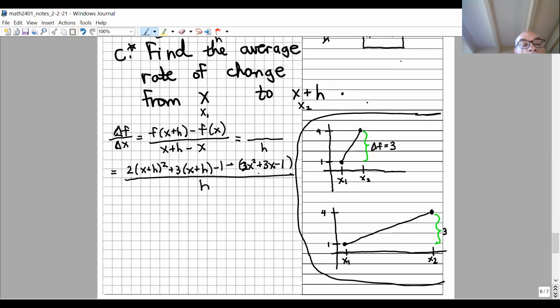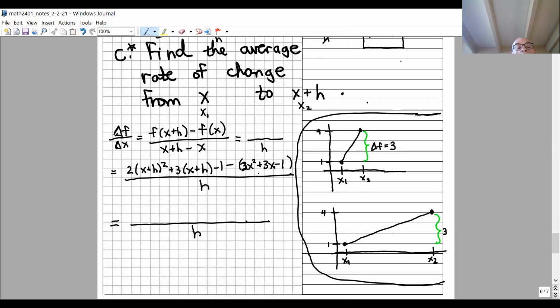Just see if you can simplify the numerator for me. Okay, so can you carry out all of this algebra and simplify for me the numerator? Just the numerator. The denominator is h, right? So we'll leave that alone. Well, there's no way to simplify h.